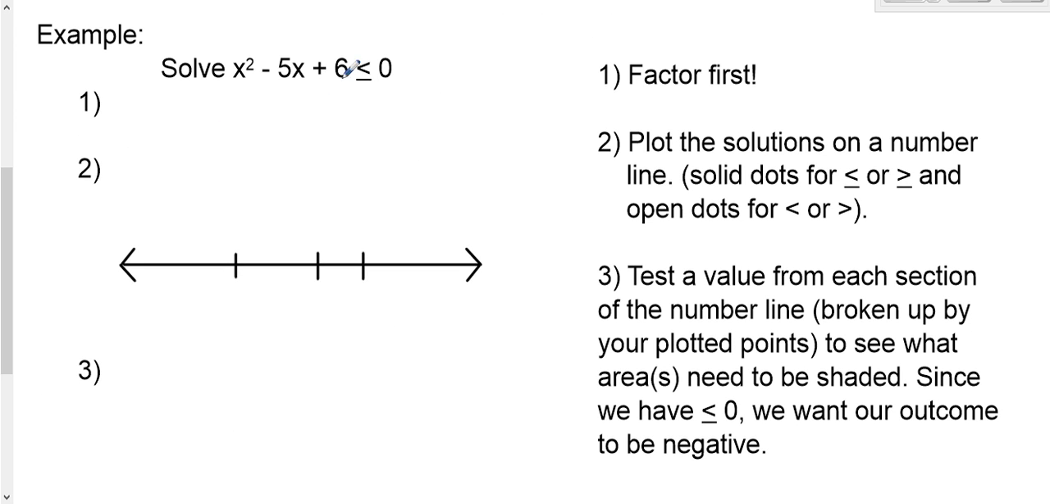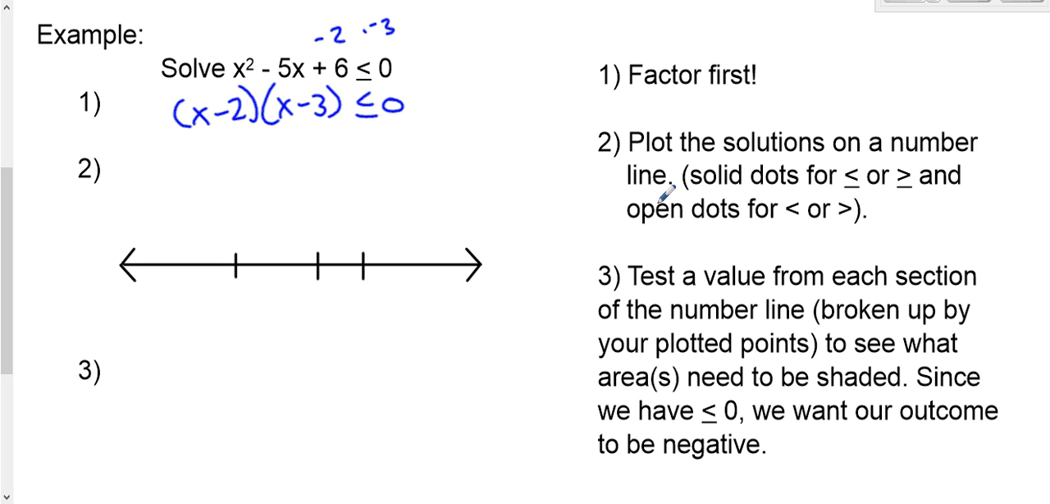Solve x squared minus 5x plus 6 is less than or equal to 0. We know that 2 times 3 is 6. To get negative 5, we would need negative 2 and negative 3, because negative 2 plus negative 3 is negative 5. That gives us x minus 2 and x minus 3, less than or equal to 0.